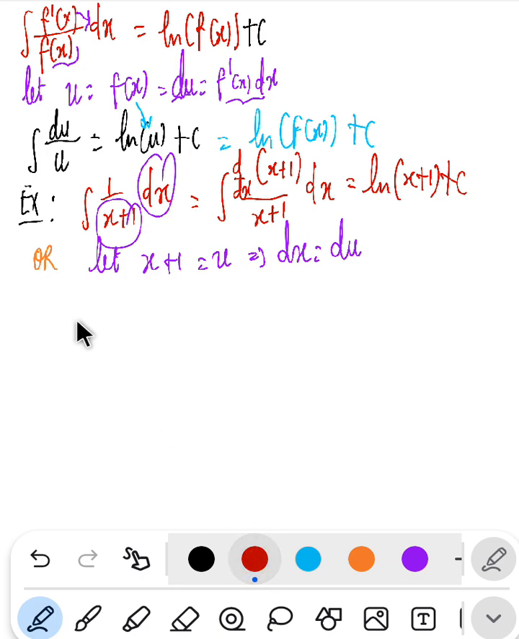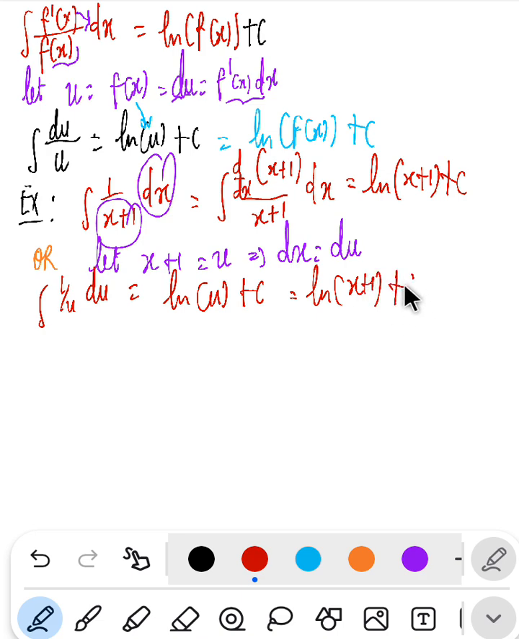So you're going to have the integral of 1 over u du. If you integrate 1 over u du, that will surely give us natural log of u plus c. And remember, u is x plus 1, so this will give you natural log of x plus 1 plus c. So that is the answer. Are we together? All right, let's do another example.